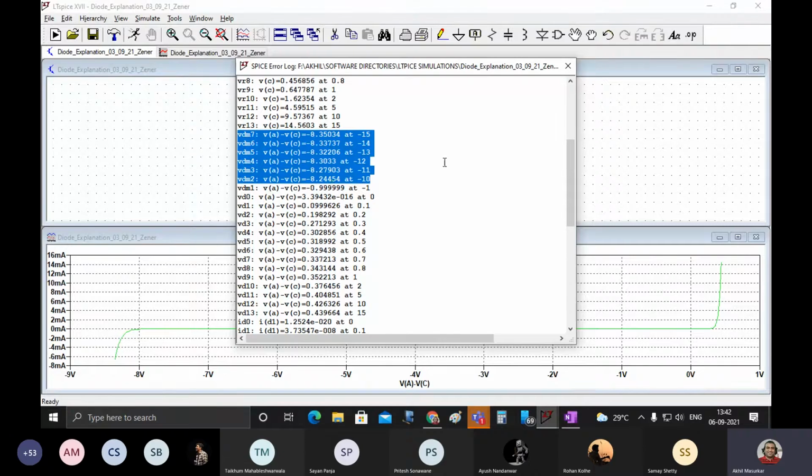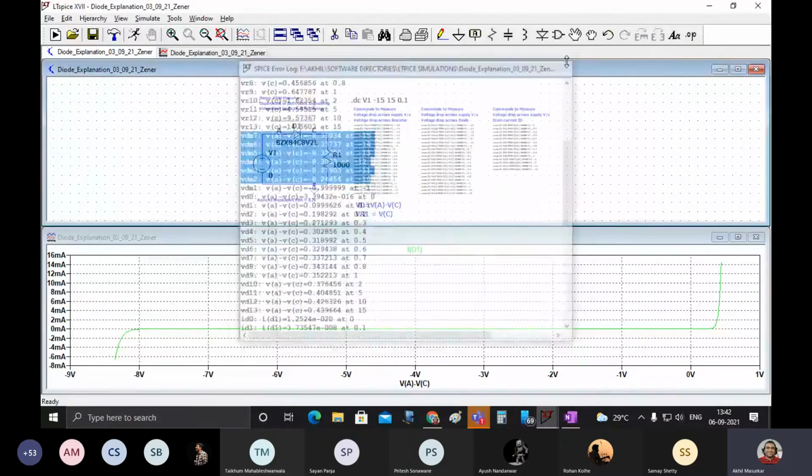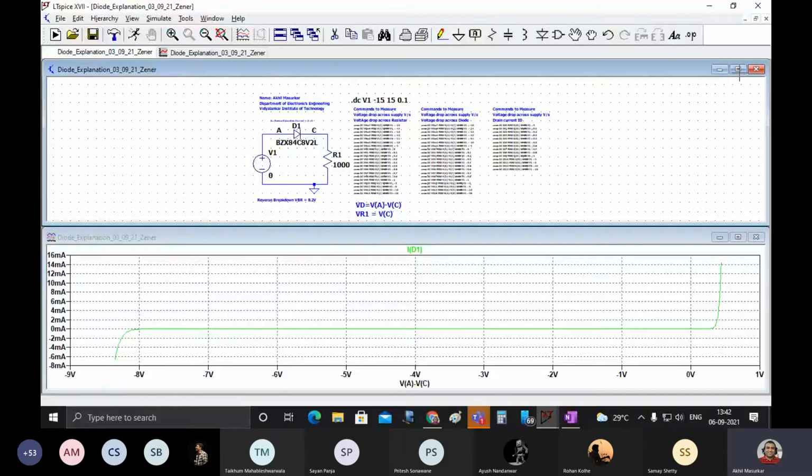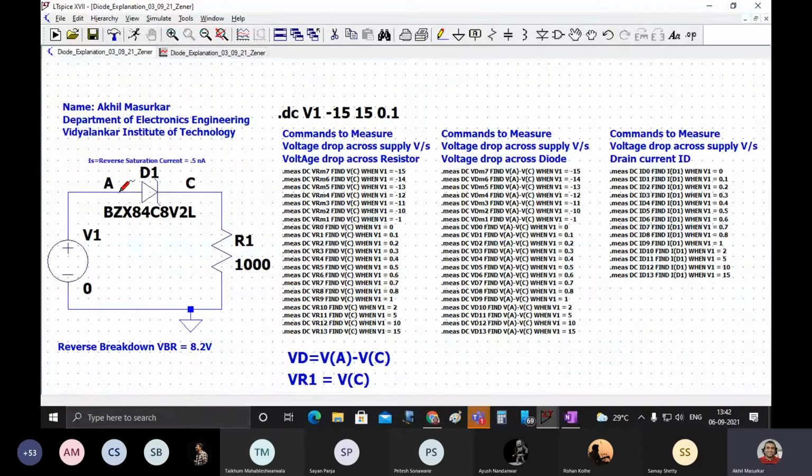So what is the meaning of this? Here in this circuit, even if I increase V1, the voltage across the diode remains fixed and the remaining voltage gets dropped across R1. So the same thing we'll observe here also.